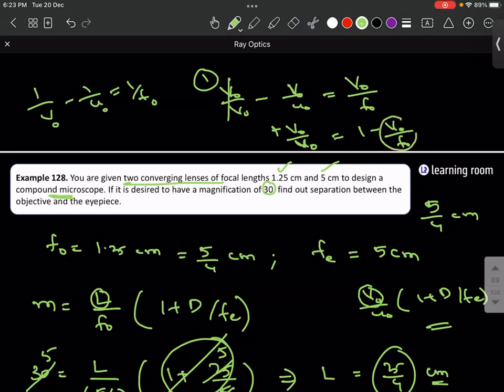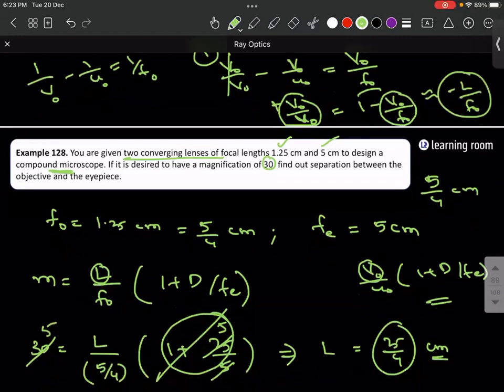Since this is going to give you the magnification, and since they are assuming it to be greater than 1, this 1 is ignored and this can be written as minus L divided by F naught. That is why you're writing this.